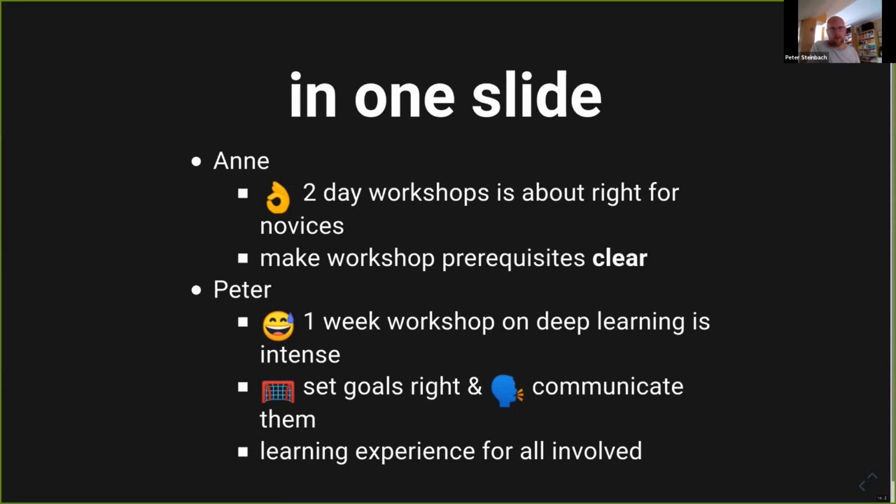Set the goals right, as Anne suggested earlier, and communicate them clearly. That's also something we can learn from this. And something that I wanted to put at the end of the slide is, it's a learning experience for everybody involved. Even if you repeat content, it's always something new, and you always have new characters, a new composition of learners, etc. So thank you for your attention.